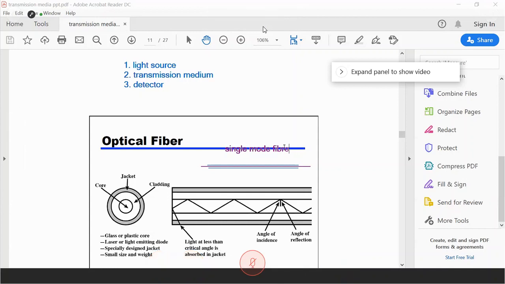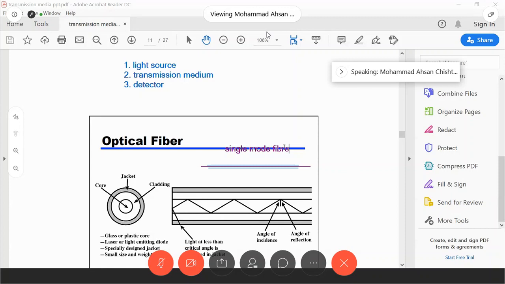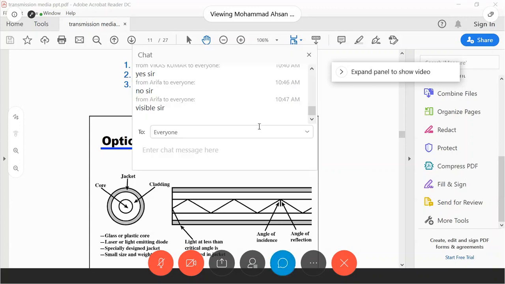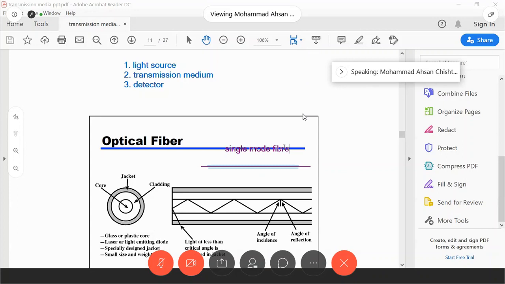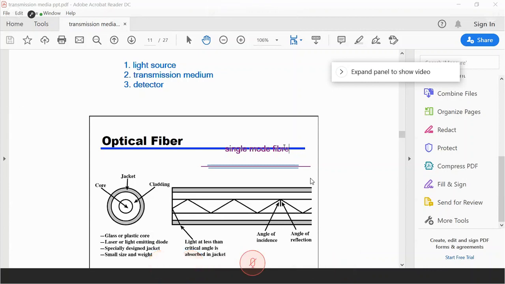And also an important aspect of using fiber is that tappers cannot be there. Vikas has asked a question: if the optical fiber core is glass, how can it so easily bend? Several reasons for it. One is that the fiber inside is so small that it can easily bend.